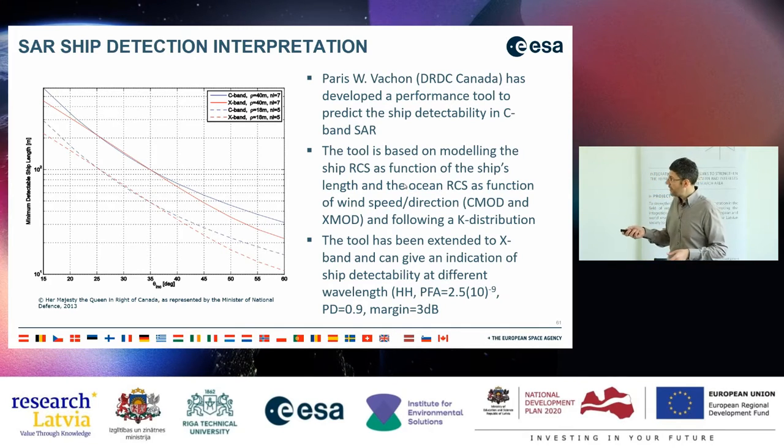And the plots that you see here, blue is for C-band, and red is for X-band, and solid line and dashed line are for two different resolutions. So we are talking about low resolution here. The continuous line is about 40 meters, and the dashed line is 18 meters. And then you see that, according to the previous theoretical model, as the incidence angle increases, the minimum ship length decreases.